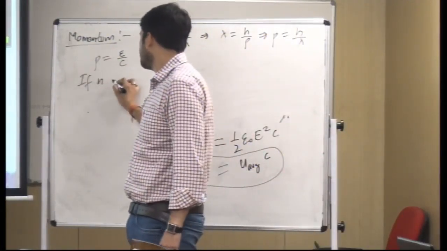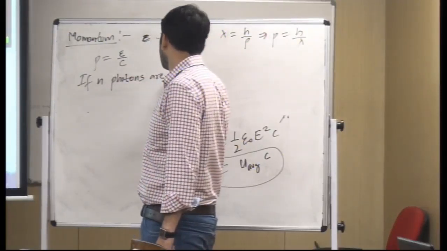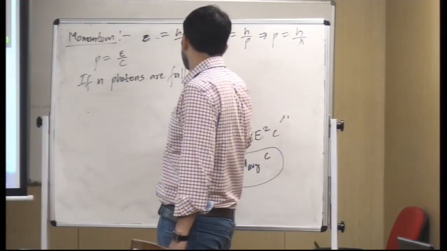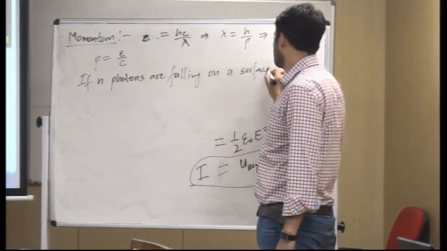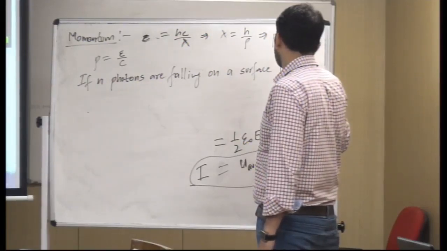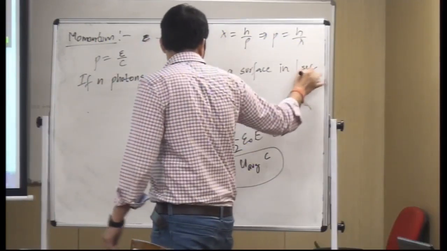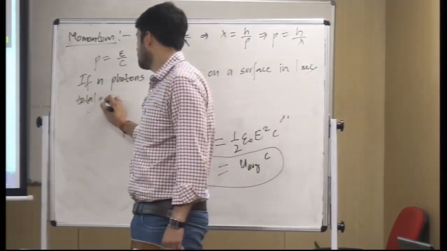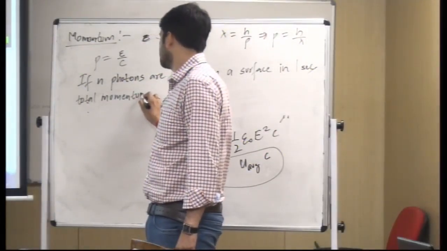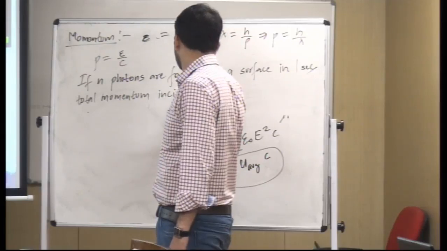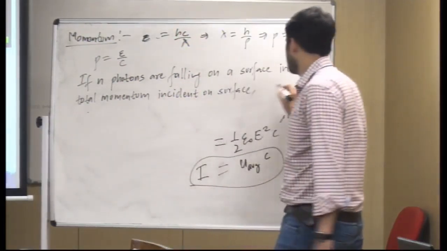If n photons are falling on a surface in 1 second, then the total momentum incident on the surface कितना होगा? How much?